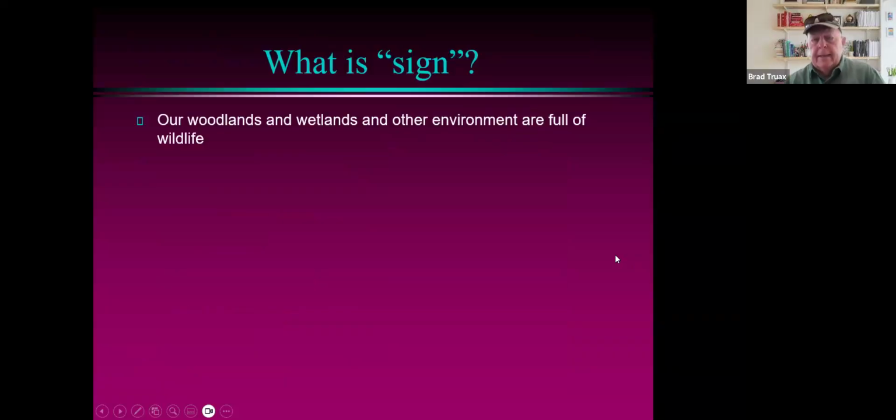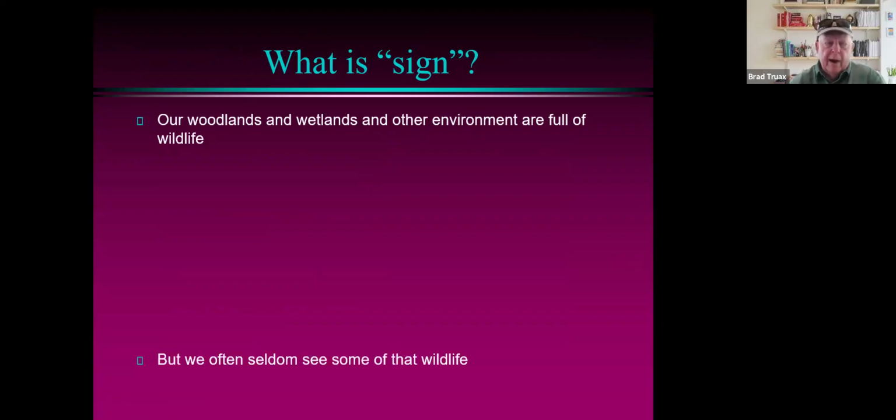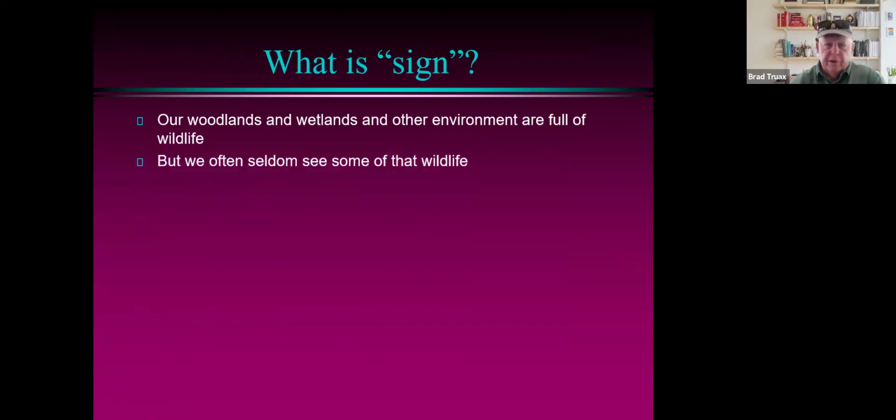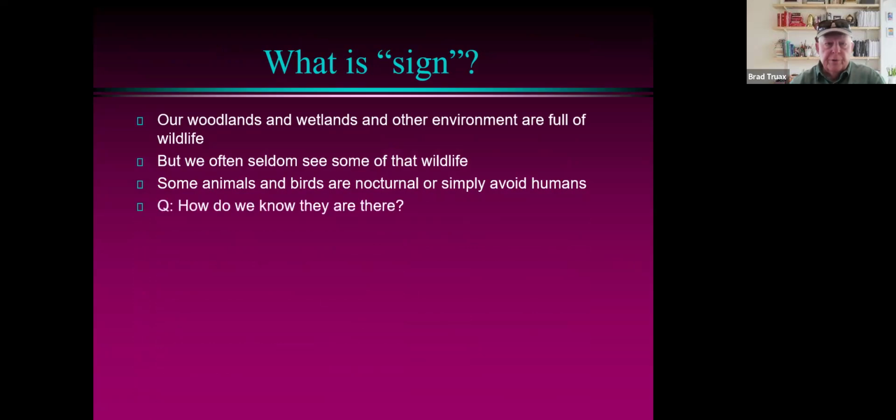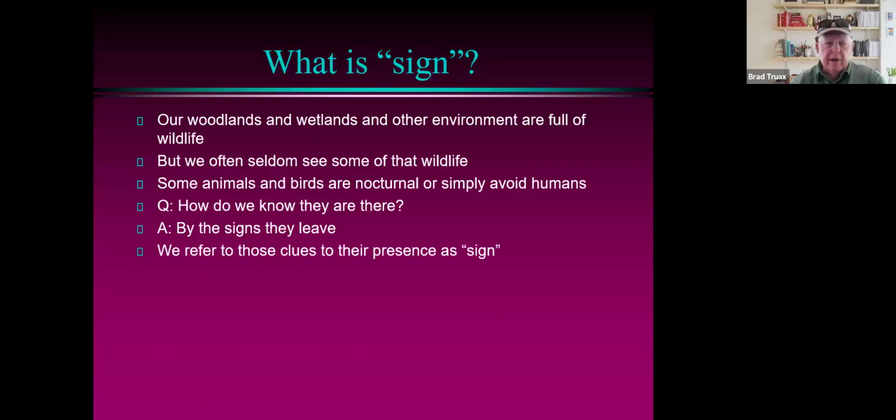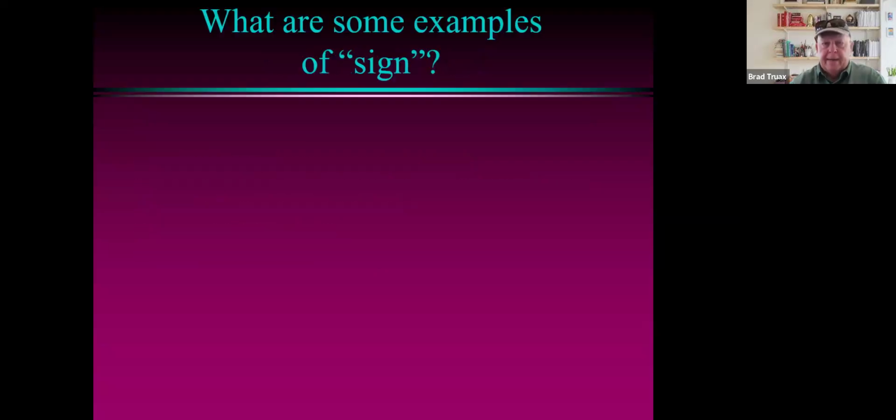The other thing, our woodlands and wetlands and other environment are just teeming with wildlife, but we often don't see some of that wildlife. Some animals and birds are nocturnal, where they simply avoid humans. So how do we know that they're there? We know that they're there by the signs that they leave. We refer to those clues to their presence collectively as sign. So what are some examples of sign?